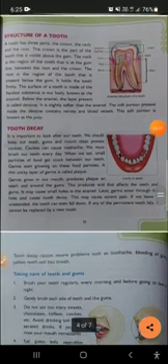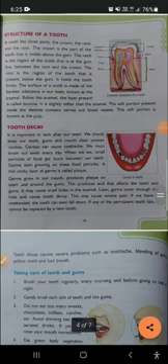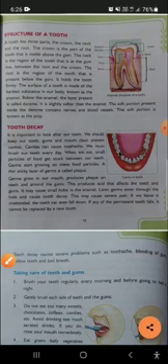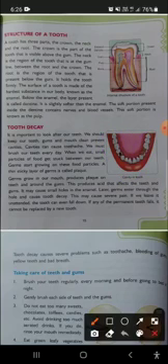Now we will discuss tooth decay. It is important to look after our teeth. We should keep our teeth, gums and mouth clean to prevent cavities. We should clean our teeth to protect them from cavities. Cavities can cause toothache. We must brush our teeth every day.